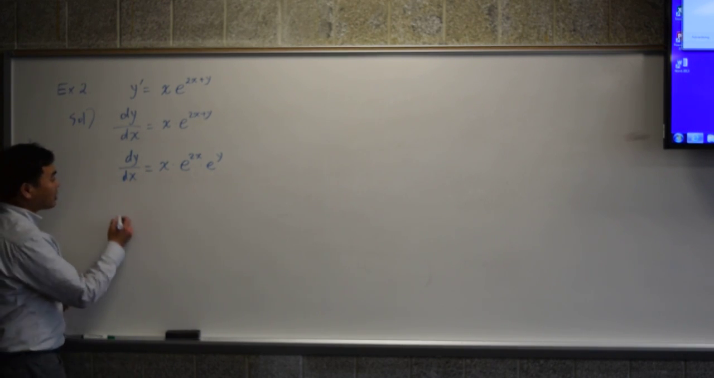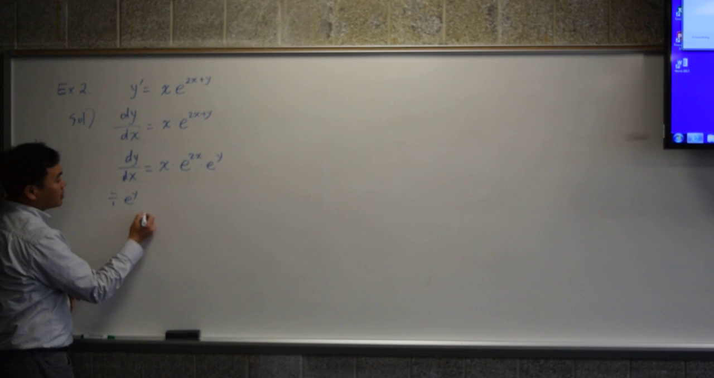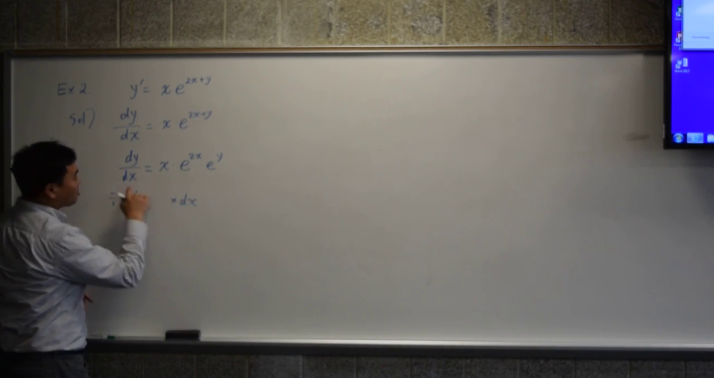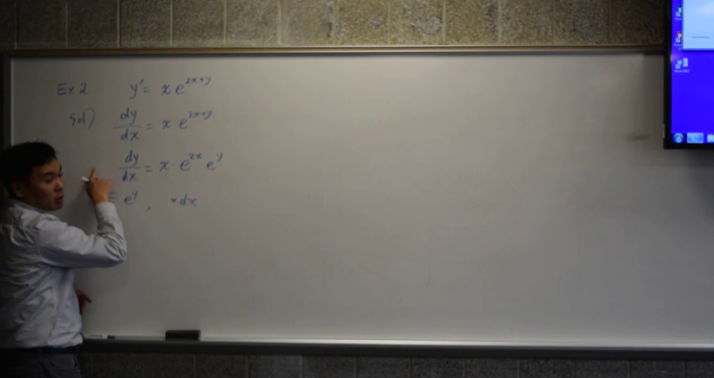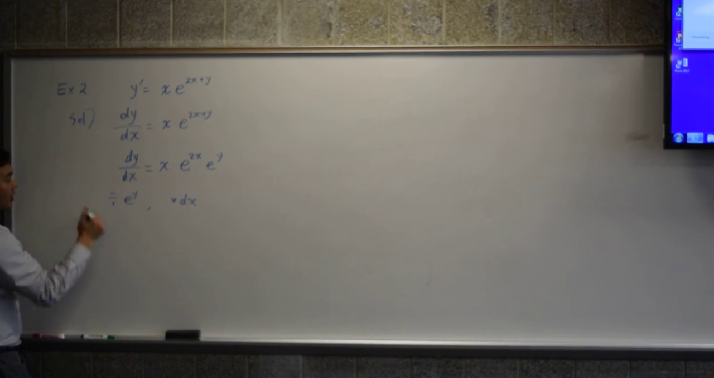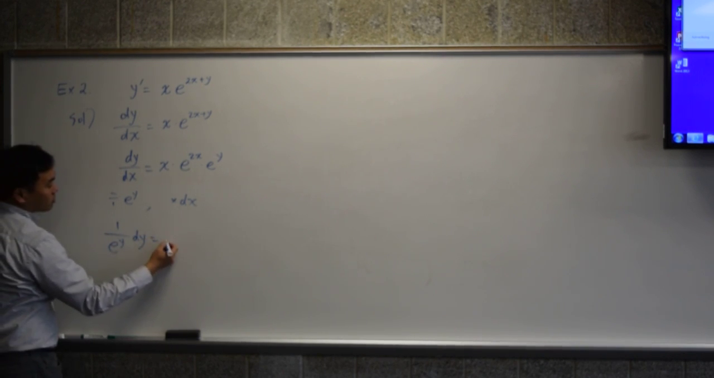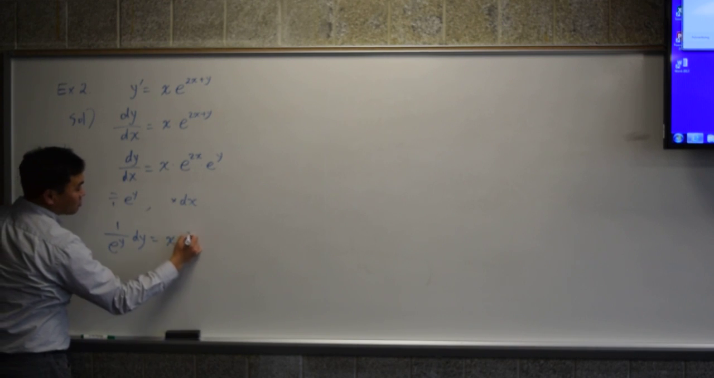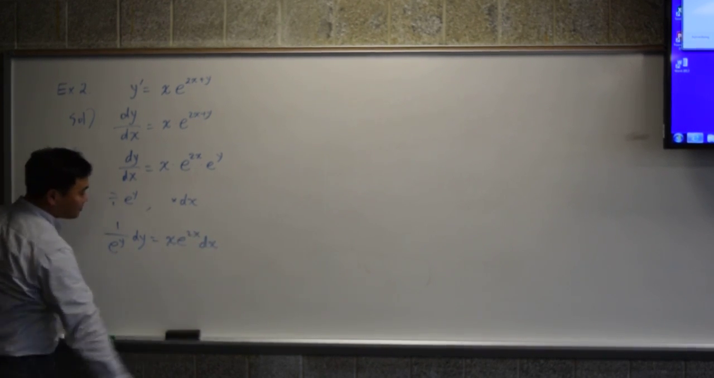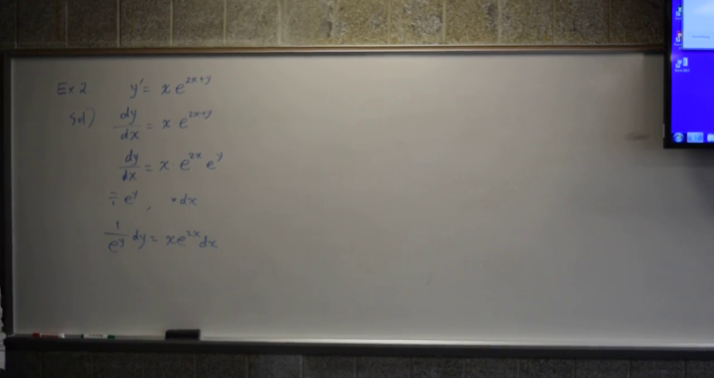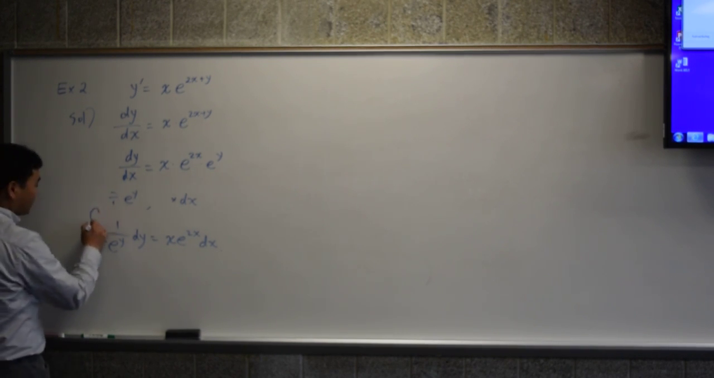So we want to divide both sides by e to the y, and also multiply both sides by dx. So dx will be brought over here, e to the y will be brought here. So if I divide, I get 1 over e to the y dy equals x times e to 2x dx. Then what's the next step? You integrate, right? Next step is you integrate.